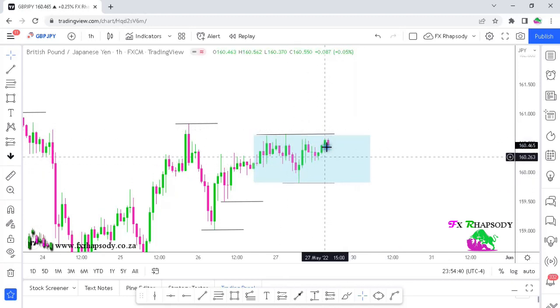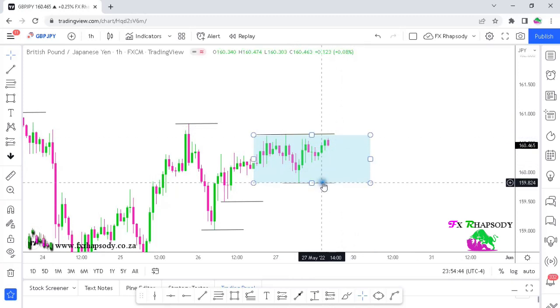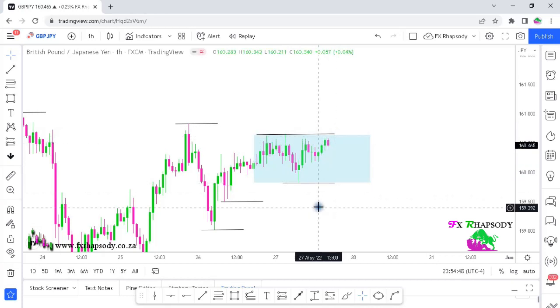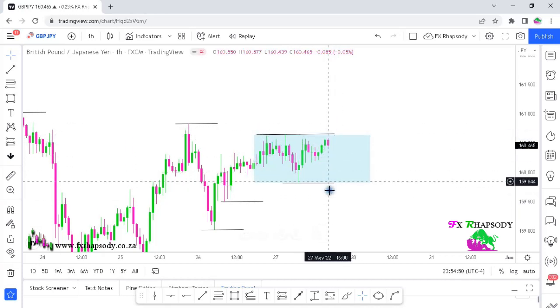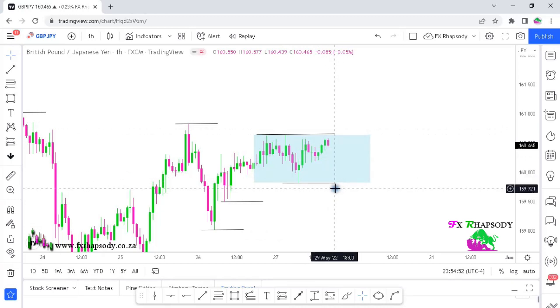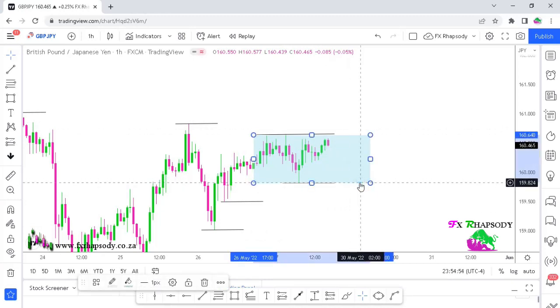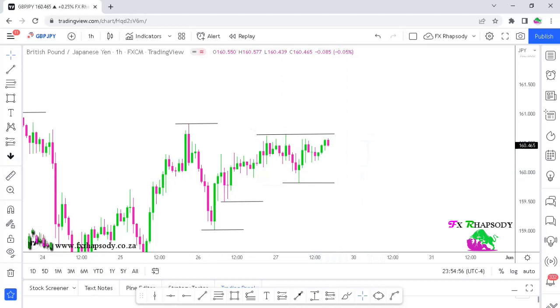So let's have a look at what it's going to do in this block area. Once it breaks out of this block, we have got our highs and our lows that need to be taken out. It could be just hunting that low, coming back in. After that high, it could hunt the low, come back in. So guys, drill down to your lower time frames and always keep an eye on them.